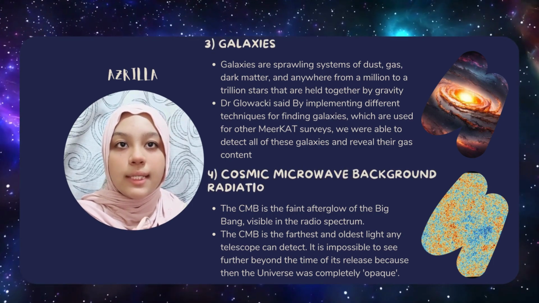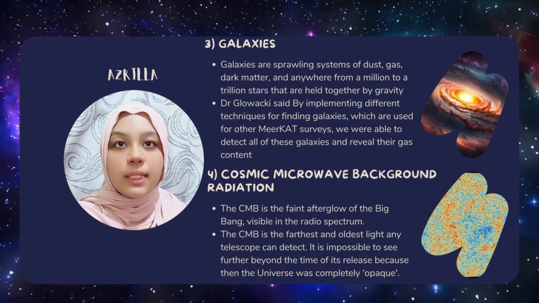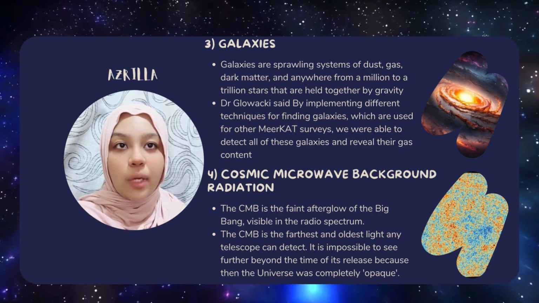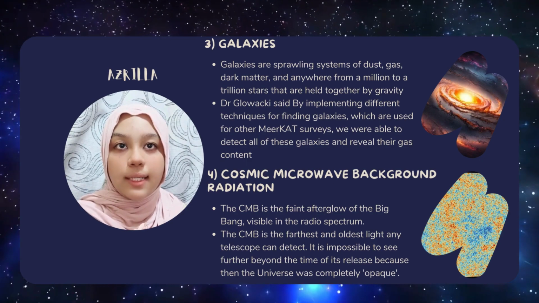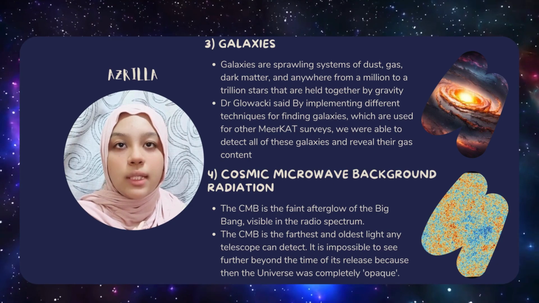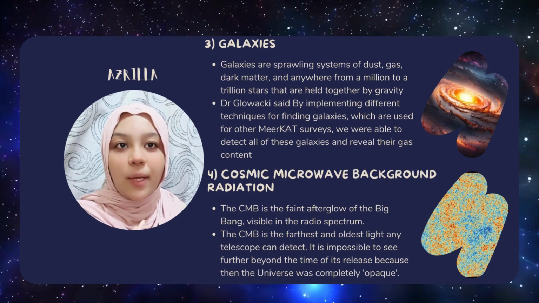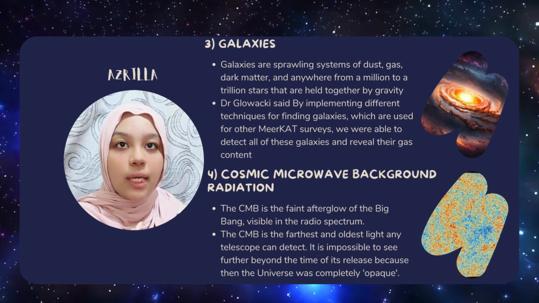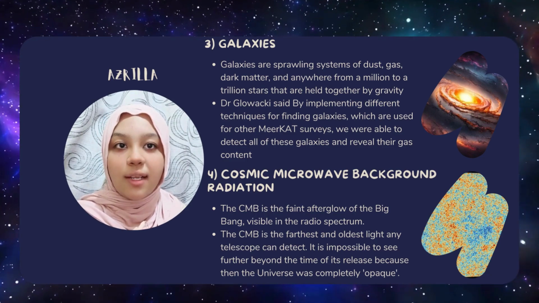Other than that, there are galaxies. Galaxies are sprawling systems of dust, gas, dark matter, and anywhere from 1 million to 1 trillion stars that are held together by gravity. Said Dr. Glowacki, by implementing different techniques for finding galaxies, which are used for other MeerKAT surveys, we were able to detect all of these galaxies and reveal their gas content. By mapping the distribution of hydrogen, astronomers can study the structure and dynamics of galaxies, including their rotation curves and spiral arms.